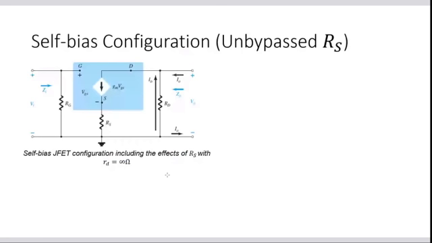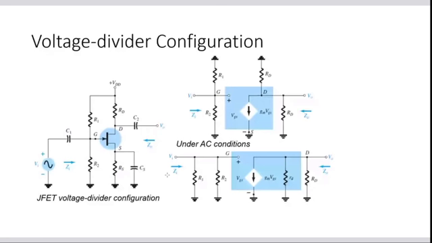Okay, so this is the voltage divider biasing configuration. Here you can see RG is now replaced with two different resistances, R1 and R2, and this gives the voltage divider configuration. And the same thing we have done for the self bias circuit, we have to do here.